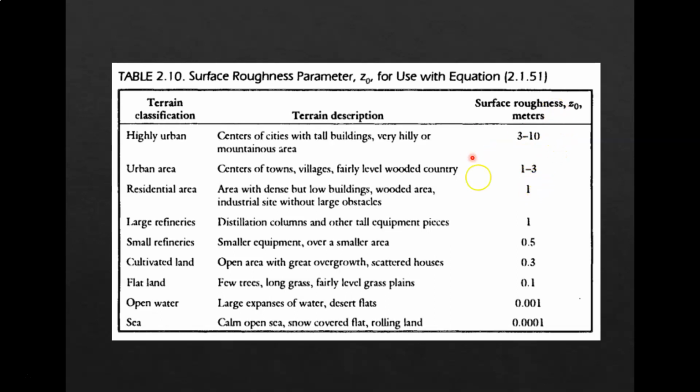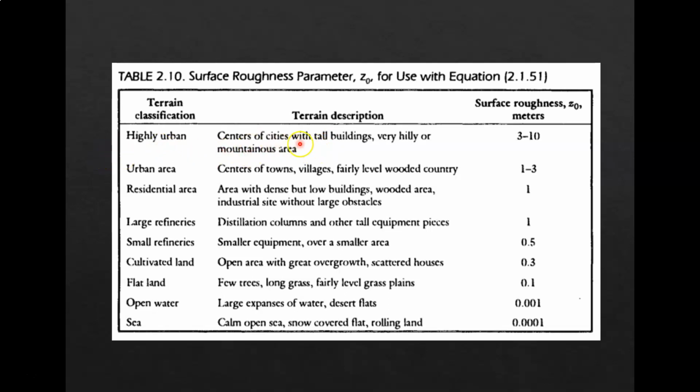Z note is your surface roughness value. For example, for highly urban, we will use a surface roughness ranging from 3 until 10. It depends on the density of this area: is it many tall buildings, how many skyscrapers are there, and so on.